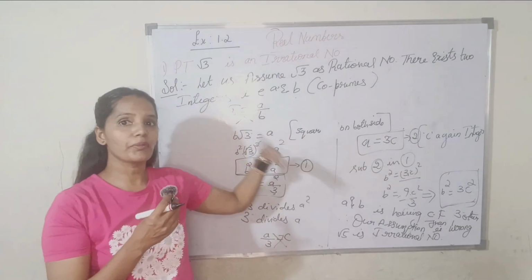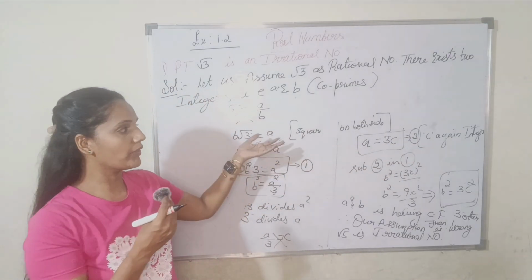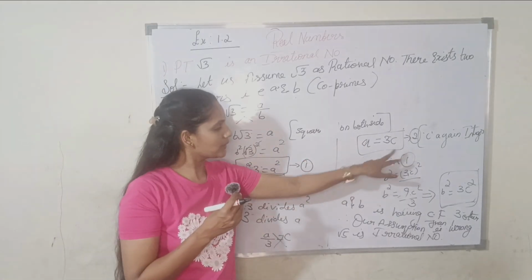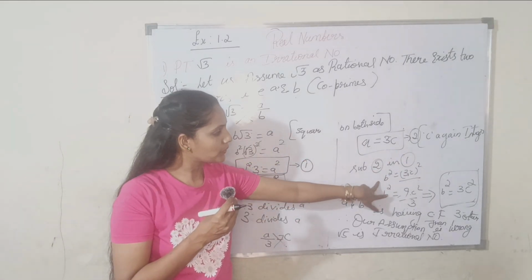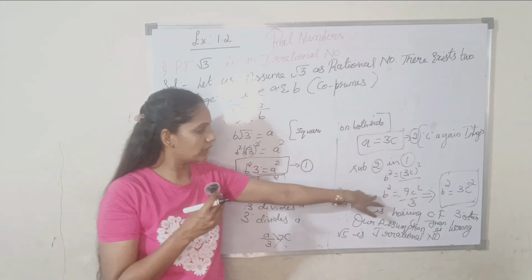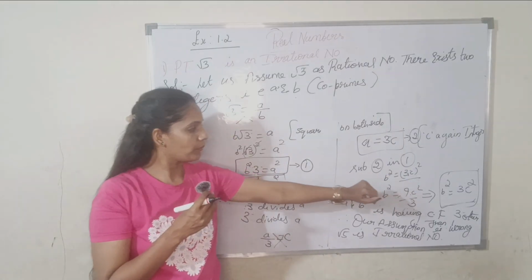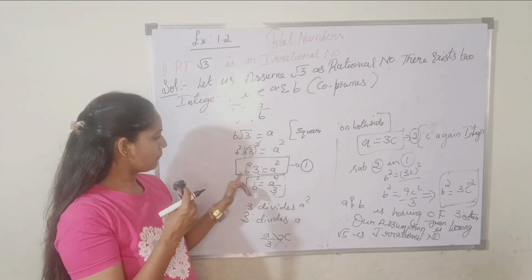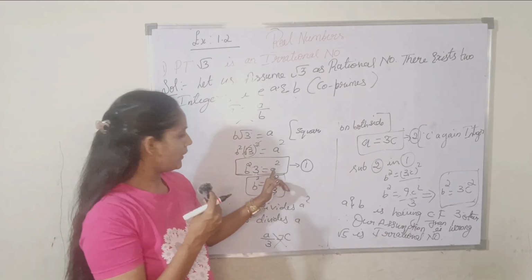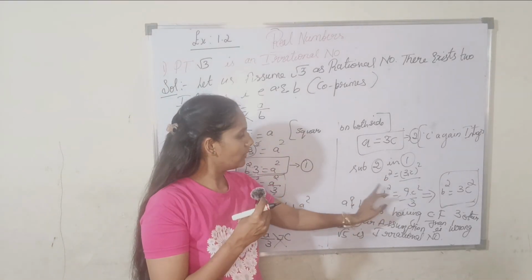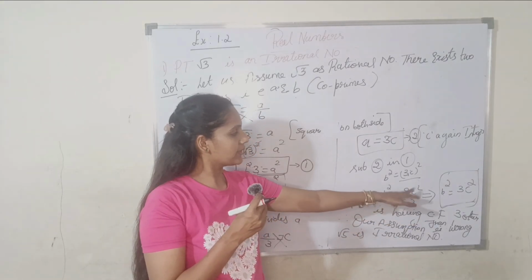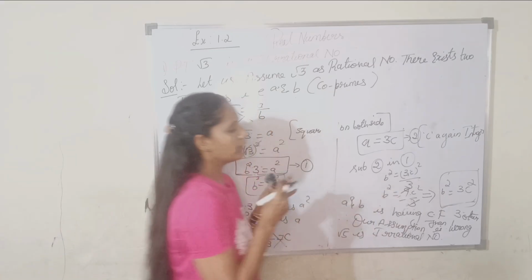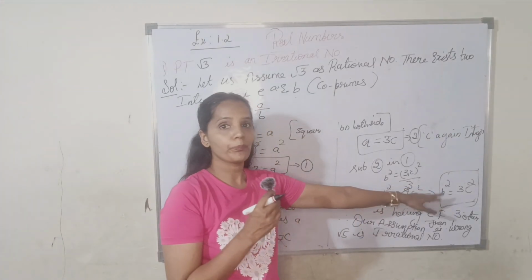Now as in the previous problem, how we substituted equation 2 in equation 1, like that we are going to substitute. As we substitute, we get b square 3 is equal to a square, and a square is now (3c) square. That is b square 3 is equal to 9c square. Now we will send 3 this side. It becomes 9c square by 3. 3 ones are 3 and 3 threes are 9. So we will get now b square is equal to 3c square.